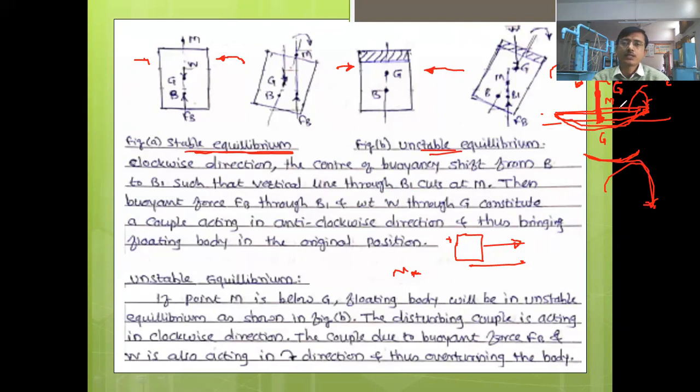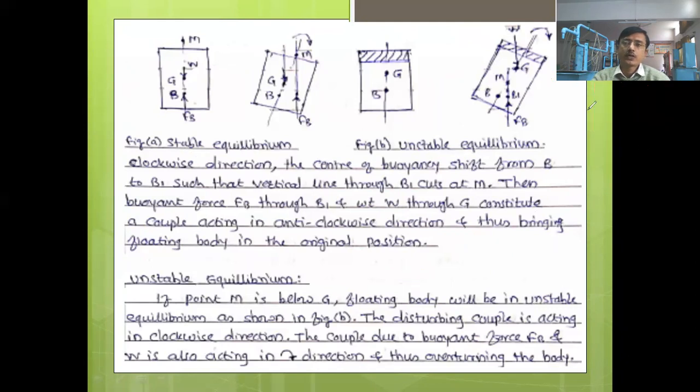Okay. So here we will now see why this ship or any floating object becomes unstable equilibrium, and why it will be in stable equilibrium when M is above G. See in figure A, which shows the stable equilibrium, there you can observe M, G and B. All these three points have been shown here at one point as the object is in stable condition.